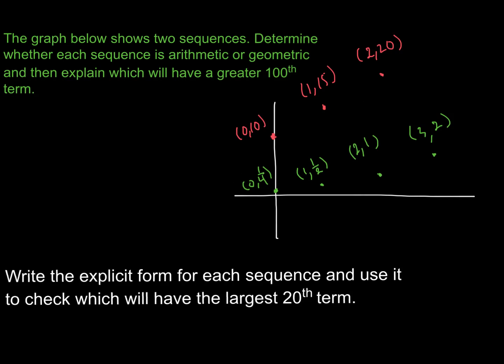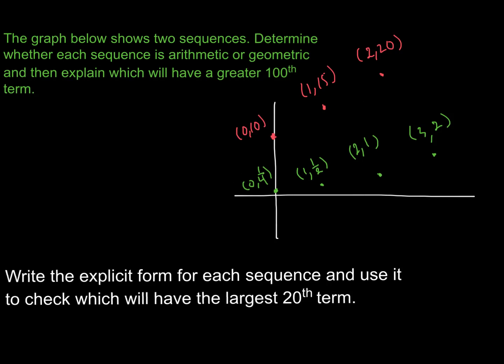So here I've graphed two sequences below, a red sequence and a green sequence. And I want you to determine whether each sequence is arithmetic or geometric, and then explain which will have a greater hundredth term. You don't need to find the explicit form yet. Just decide which one will have the greatest hundredth term.